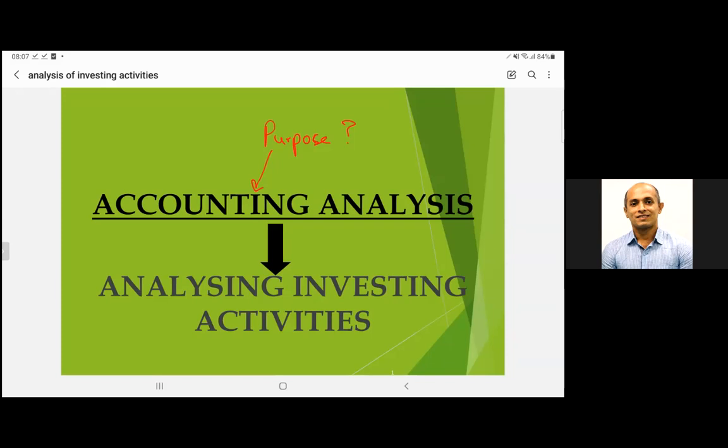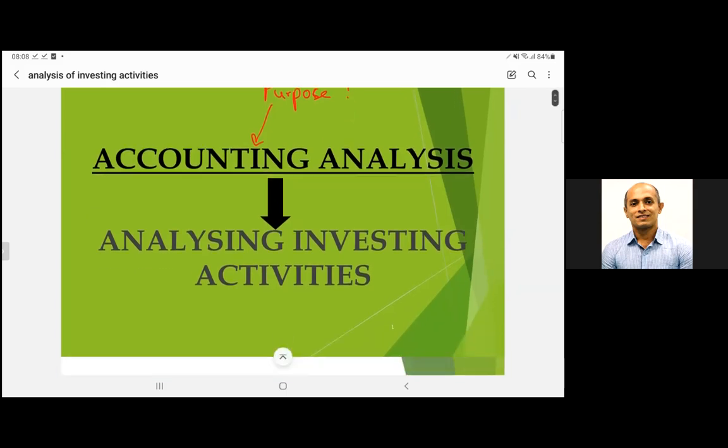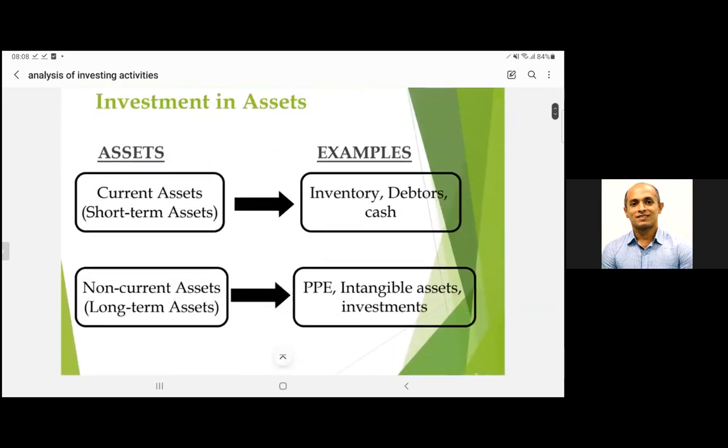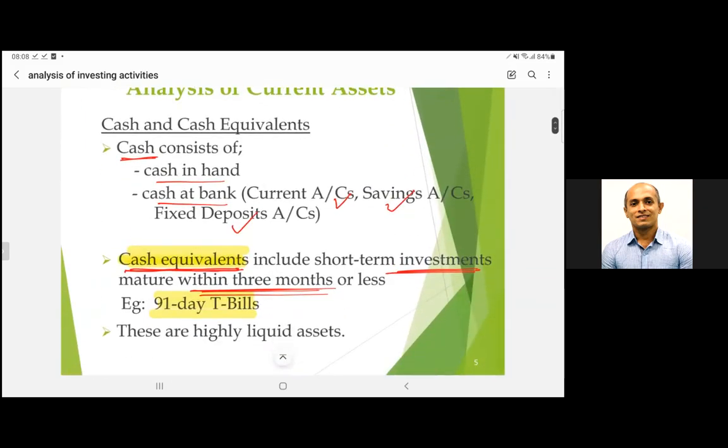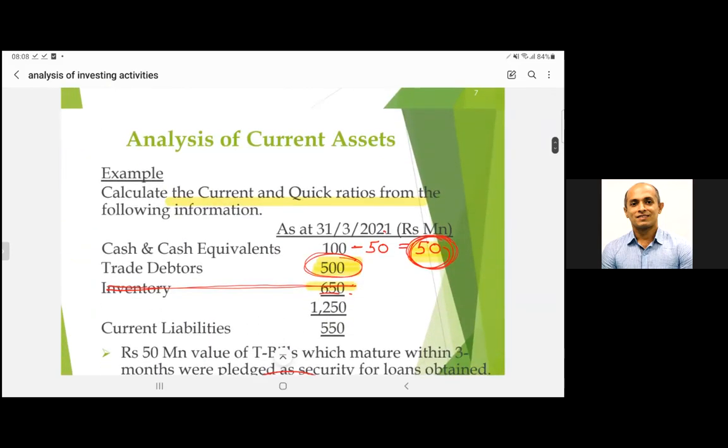Then we study, under accounting analysis, you will have to analyze investing activities, financing activities, and operating activities. Because these three types of activities are reflected in your financial statement. So last time we started analysis of investing activities. We have discussed cash equivalents.